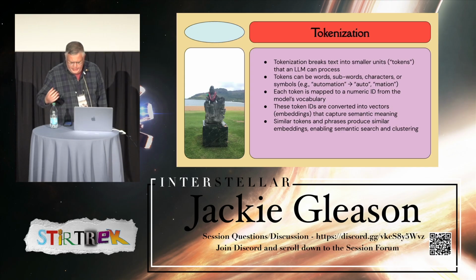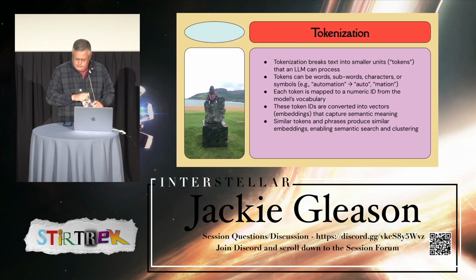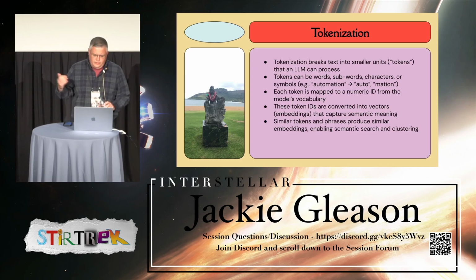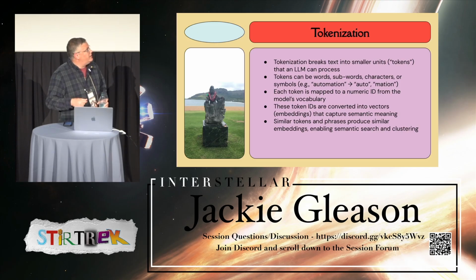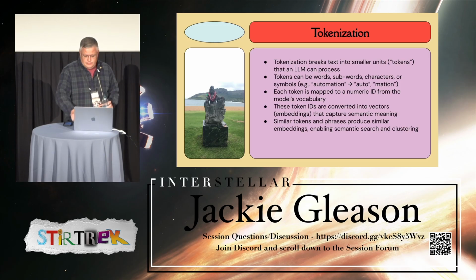So at the end, they'll all collapse down into a single vector. The important takeaway here is similar tokens end up producing similar embeddings. So that's the idea of how it's used to find similar items.